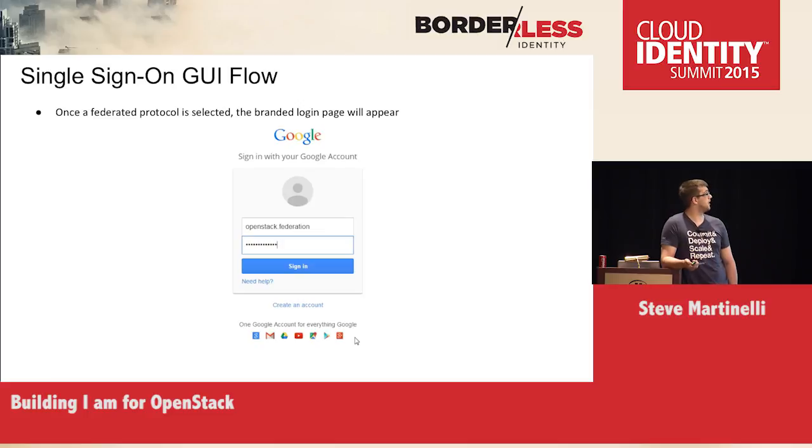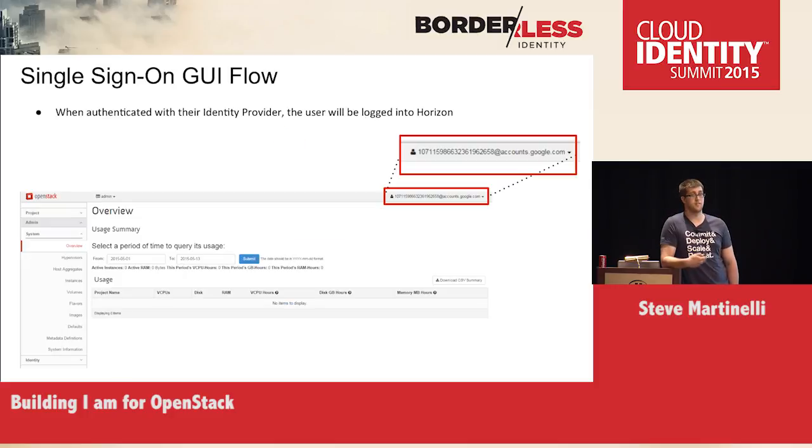So in this case here, I've done a quick mock-up using Google as our identity provider. I log in, and all of a sudden, I'm in here, and I can start fiddling around with my VMs and all this other stuff. And you can see that the user ID itself is some ID at accounts.google.com.